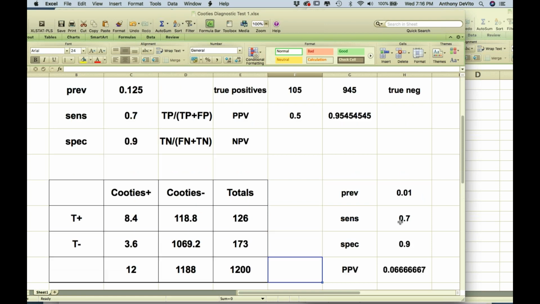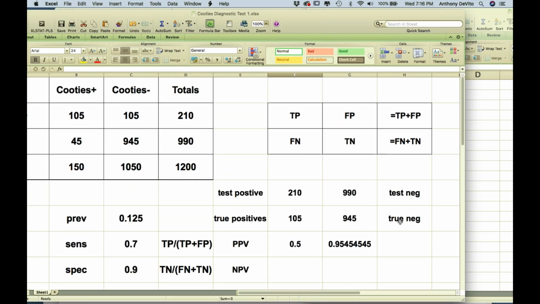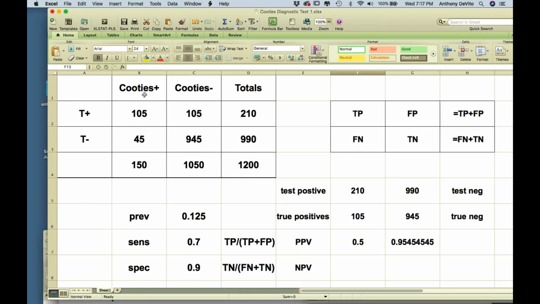Redo positive predictive value. Oh no. Okay. I'm going to go back here, positive predictive value. Okay, so here's my test for cooties. If I look at this, I can see here that the sensitivity of my test is 70%.